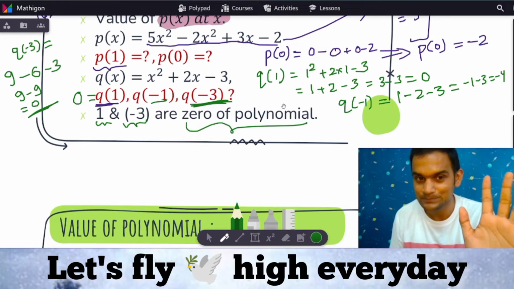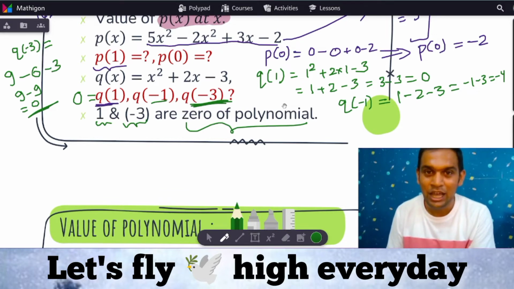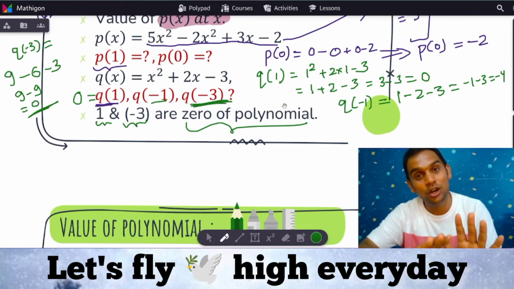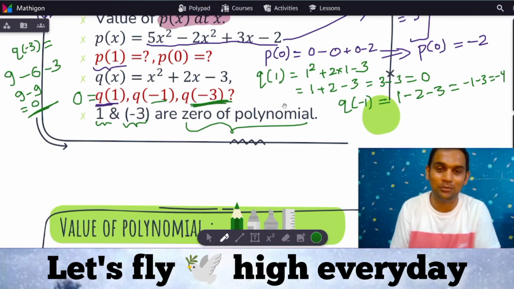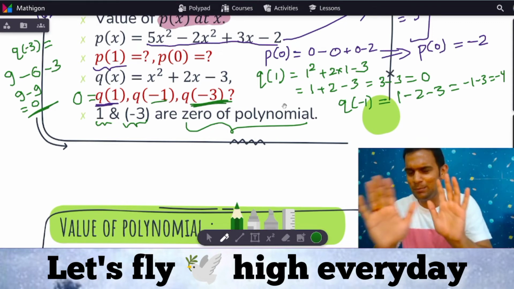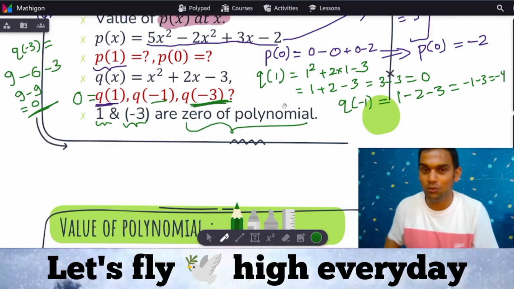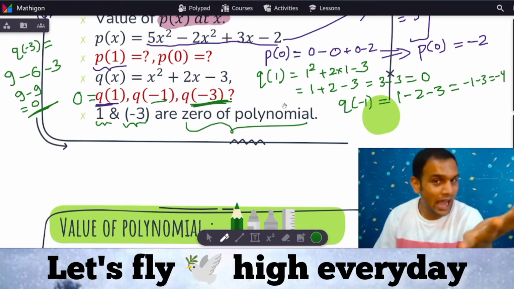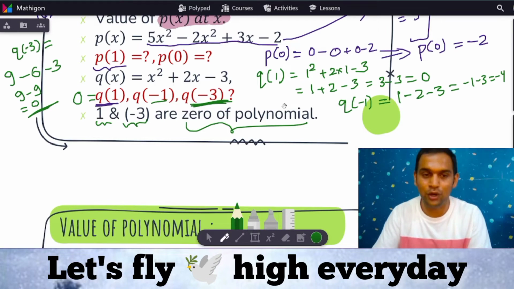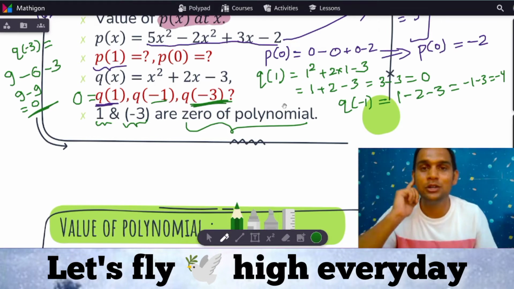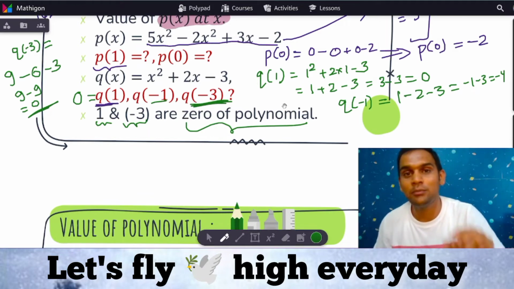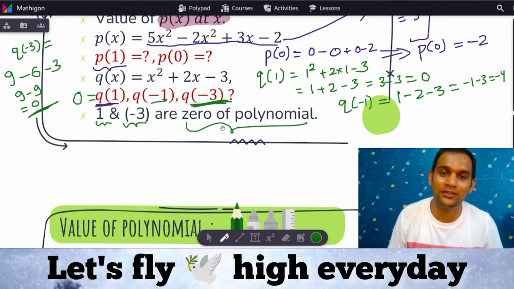I will repeat. Instead of x, we substitute such a number that makes the value of the polynomial 0. A lot of times the word value is being repeated, so please listen to me carefully. I'm trying to avoid too much usage of value. Let's focus here. We have some number for x, right? We give some number to x, and if that number leads the value of the polynomial to be 0, that particular number is called a zero of the polynomial.